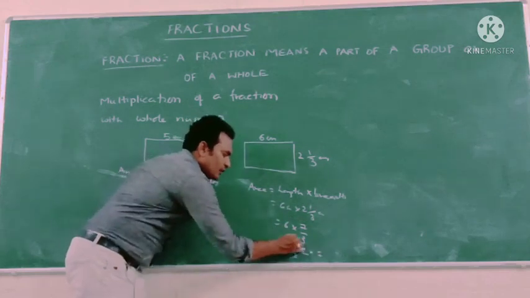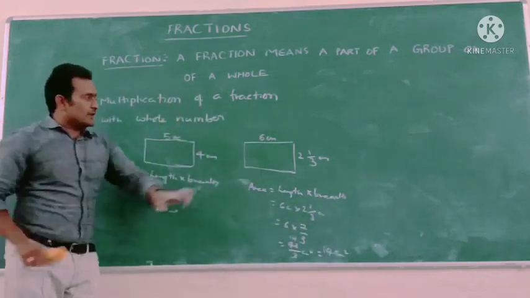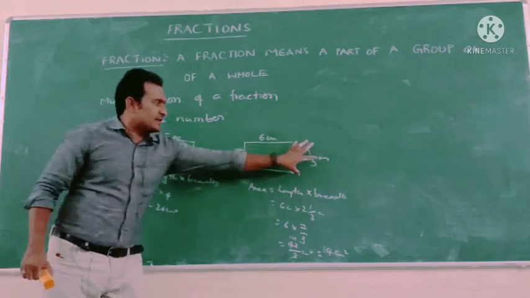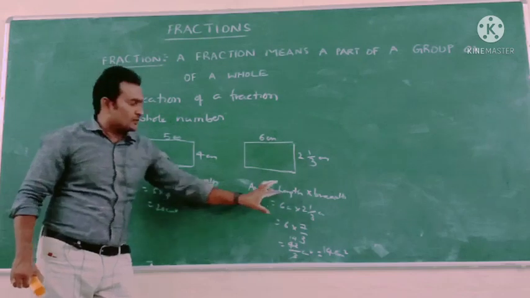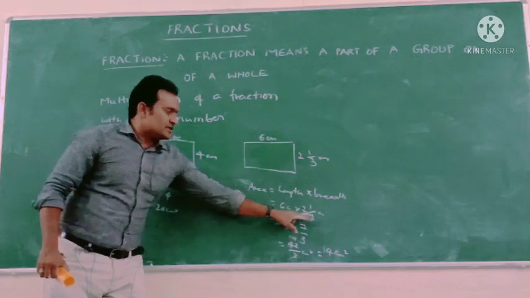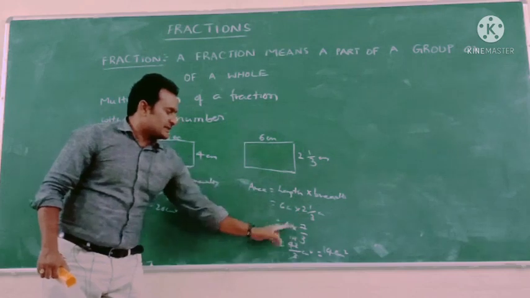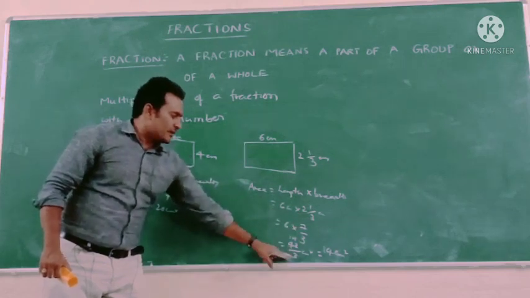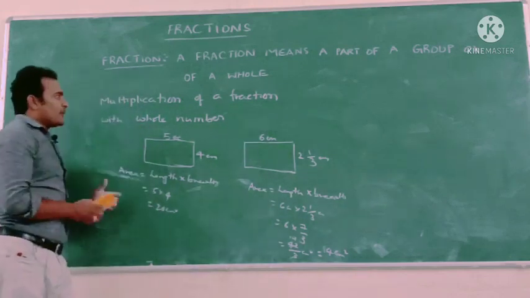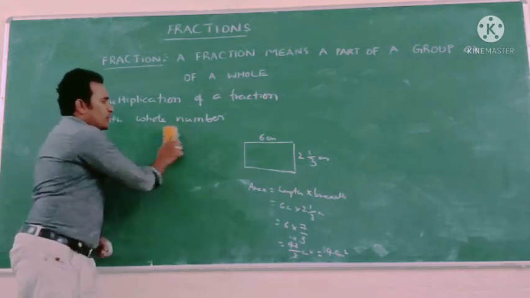So 3 into 42... 14 centimeter square. So once again I am repeating that if the length of the rectangle is 6 and the breadth is 2 1 by 3, it is a mixed fraction. Area equals length into breadth, 6 into 2 1 by 3. So change 2 1 by 3 into an improper fraction, that is 3 2s are 6 plus 1, 7 by 3. 6 7s are 42 by 3. 42 by 3 means 14 centimeter square. That is about the multiplication of a whole number with a fraction. So I want to give some more examples.